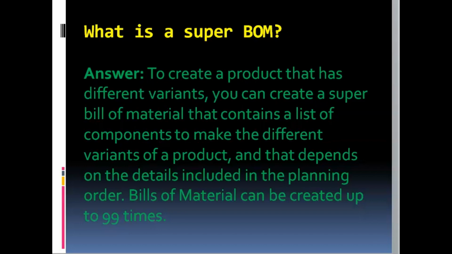Answer. To create a product that has different variants, you can create a super bill of material that contains at least the components to make the different variants of a product, and that depends on the details included in the planning order. Bills of material can be created up to 99 times.